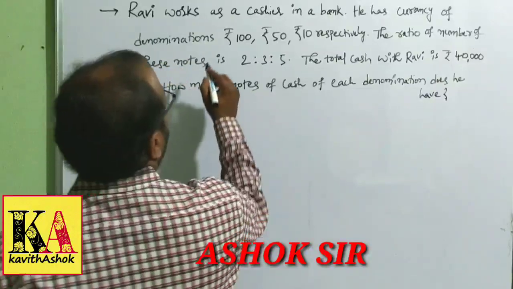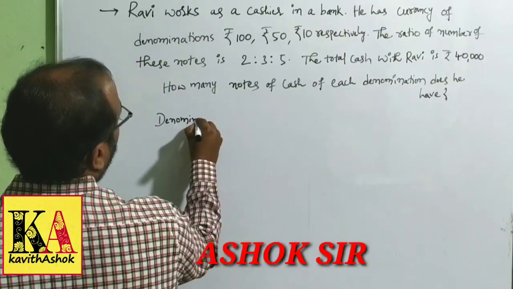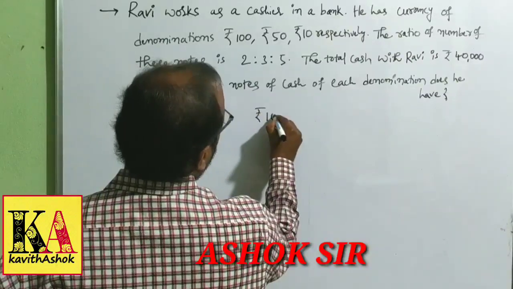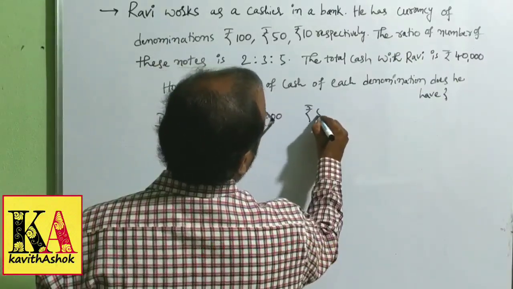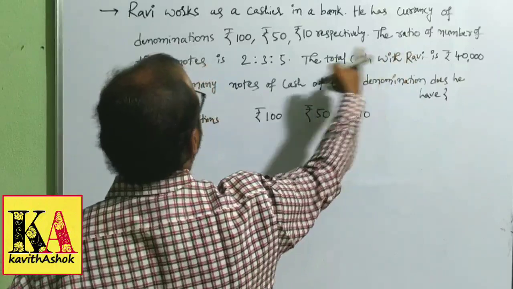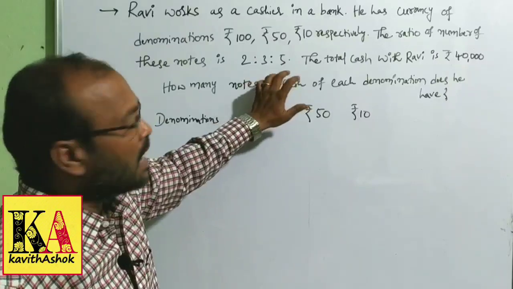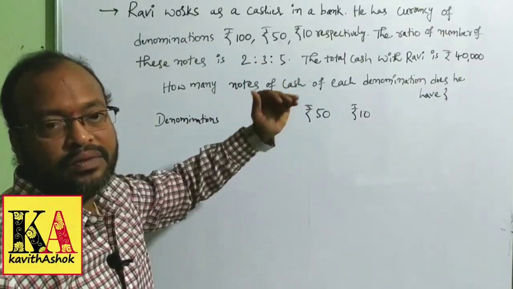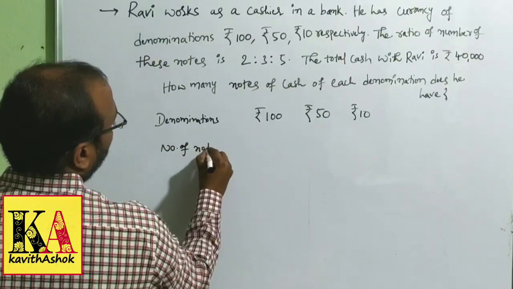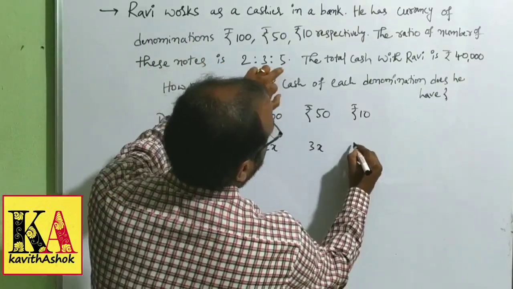Look at here now. First, denominations. So we have three types of denominations: rupees 100, rupees 50, rupees 10. Respect the ratio of number of notes. We don't know the number of notes, but the ratio is given 2:3:5. We already know whenever the ratio is given, we have to join with x. So number of notes we will take like this: 2 we can take 2x, this is 3x and this is 5x.